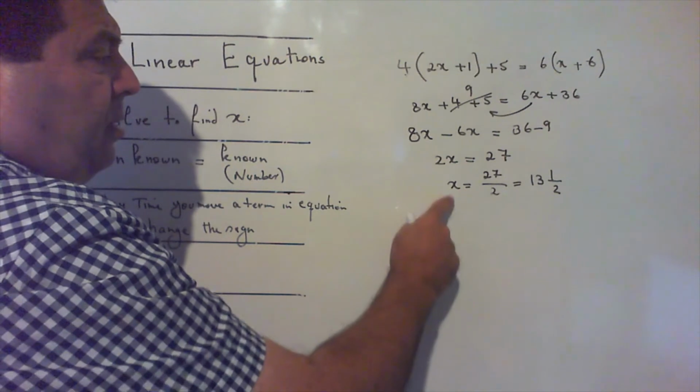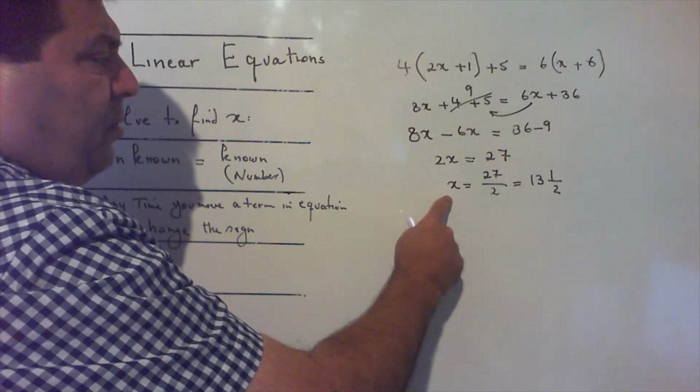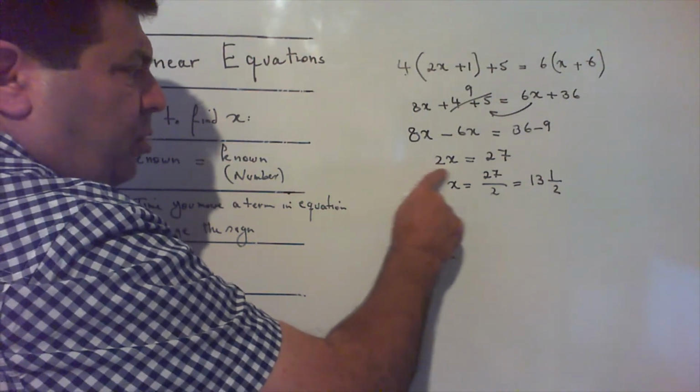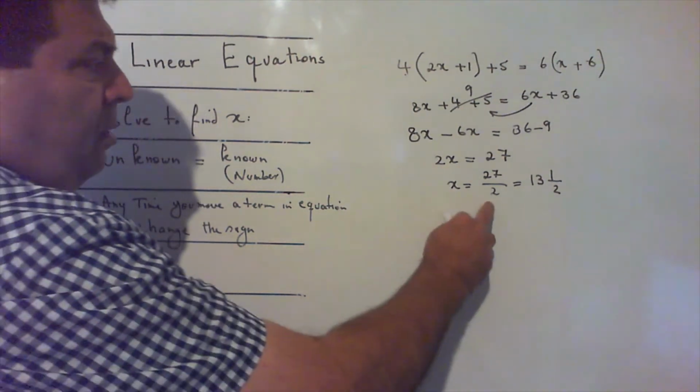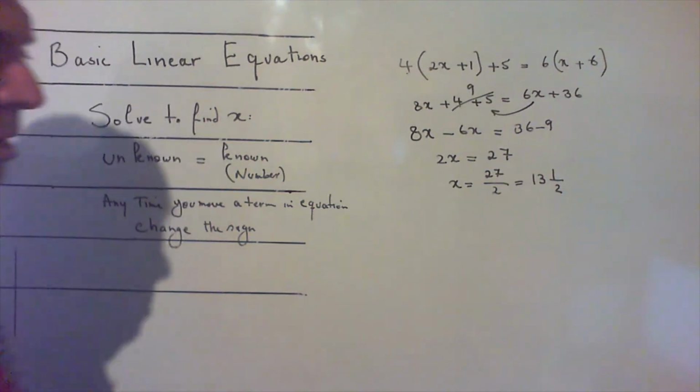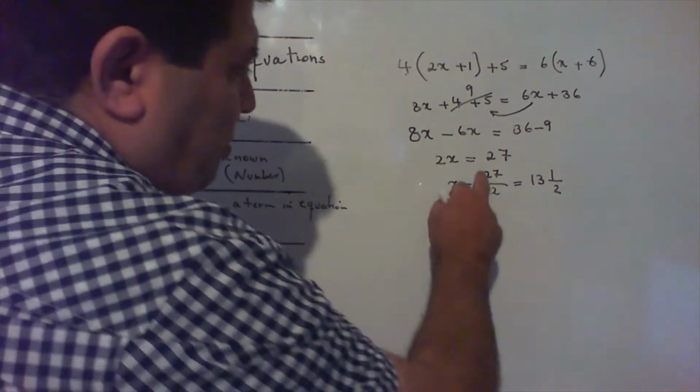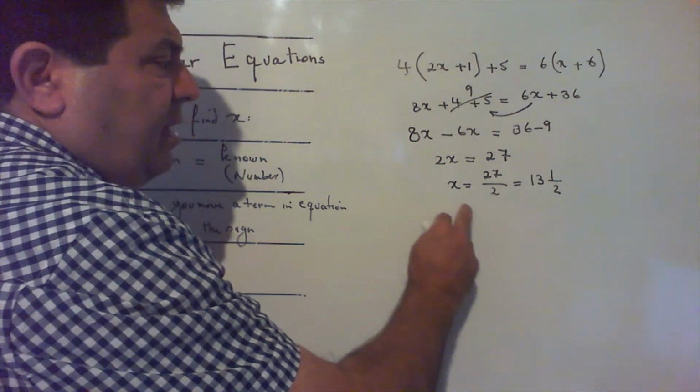Then we always say x equals the number in front divided by the coefficient of x, the number that multiplies to x. Okay? And this time we have a fraction answer, but as I explained to you before, if you have any fractions, you need to make it the simplest form. So of course I can simplify this improper fraction, and the answer then is 13 and a half.